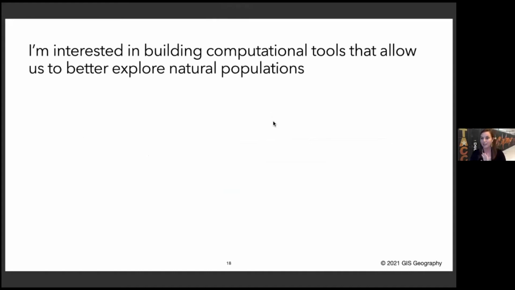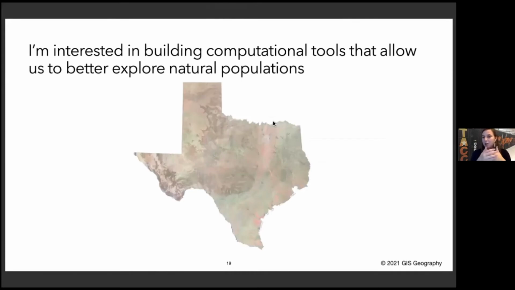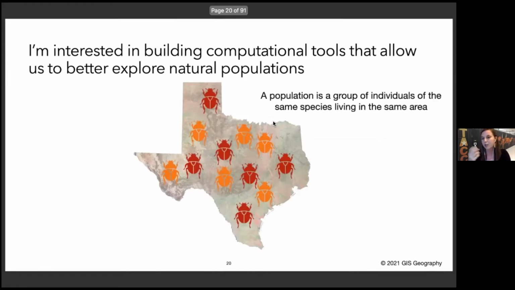So I'm, as a computational biologist, really interested in using those resources to build tools that will allow us to better explore natural populations. And so now I want you to just think, what is a population? Well, let's think about a specific area. For example, we can think about Texas, where most of us probably are. And in Texas, you might have a bunch of beetles. I'm just going to use these little cartoon beetles, in this case, that are either red or orange. We would consider maybe these a population, which is just a group of individuals of the same species that are all living together in the same area.